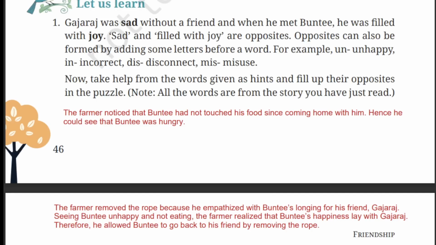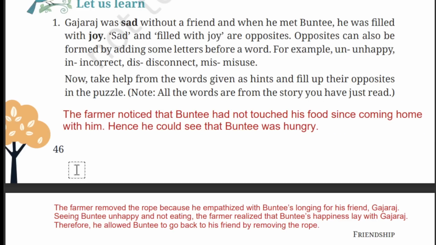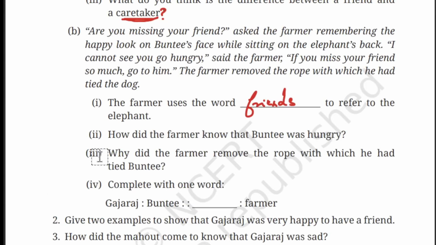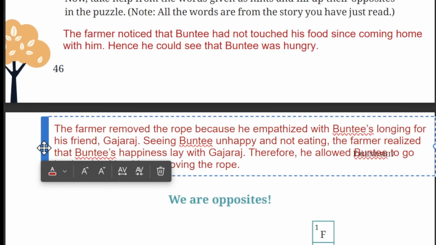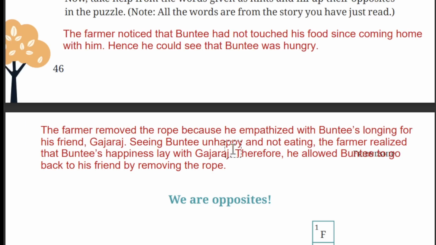So, let me change the size so that you are able to see this bigger. Okay. Right, okay. So, the farmer noticed that Bunty had not touched his food since coming home with him. Hence, he could see that Bunty was hungry. So, next question. Why did the farmer remove the rope with which he had tied Bunty? The farmer removed the rope because he empathizes with Bunty's longing for his friend Gajaraja. Seeing Bunty unhappy and not eating, the farmer realized that Bunty's happiness lay with Gajaraja. Therefore, he allowed Bunty to go back to his friend by removing the rope.